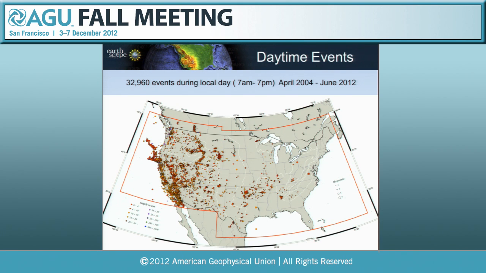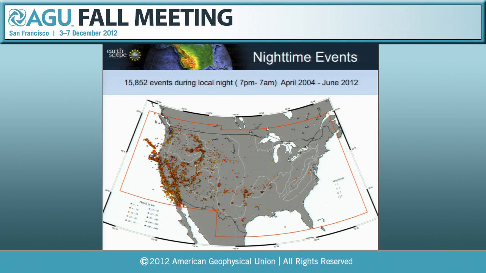So during the local daytime, you can see here the catalogs partitioning the whole U.S. that we've done so far through June. This particular map goes through June of 2012. And you see that the activity is fairly characteristic in the West and the Intermountain West, and a fair amount of activity in other places. Next. But here you notice that when we look at the same map at nighttime, we have half as many events.